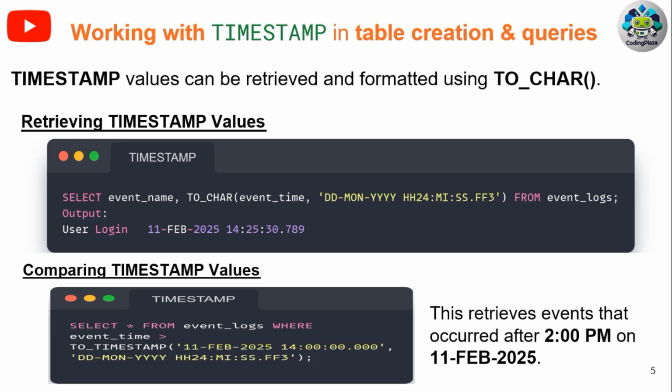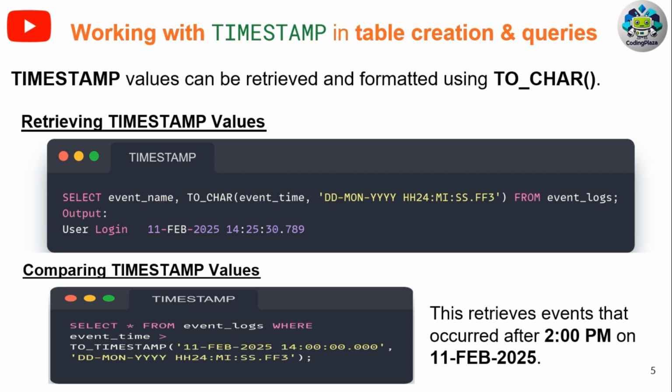I can show you in real time also, so please wait until completion of this, then I will show everything combined. Timestamp values can be retrieved and formatted using TO_CHAR. So timestamp values are formatted using only TO_CHAR, not TO_DATE. TO_DATE is only for the DATE data type. Using TO_CHAR, you can get the proper format.